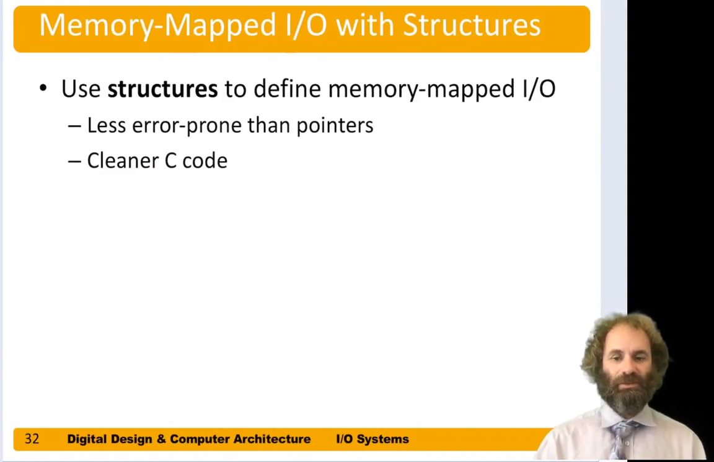So as we do this, we're going to use structures instead of simple pointers to define our memory mapped I/O. You may recall that with a structure, we can point to the location of the structure in memory and then access subsequent elements in memory as elements of the structure. This means we don't have to type all the addresses in the way we would if we were using pointers, and it gives us cleaner C code that's easier to read.